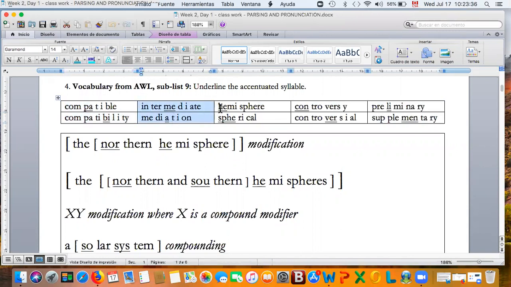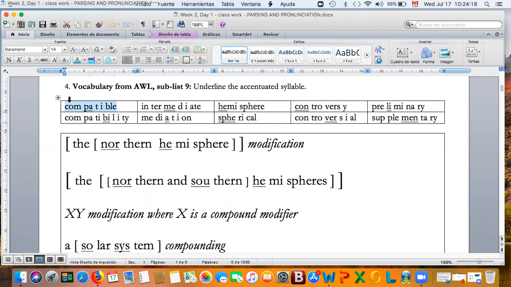Pairs shown here demonstrate the effect of suffixation on the correct selection of the accentuated syllable. Each word in English, each word that has a definition, such as compatible and compatibility, must have one, exactly one, accentuated syllable. If the word has a definition, it must have one and only one accentuated syllable.